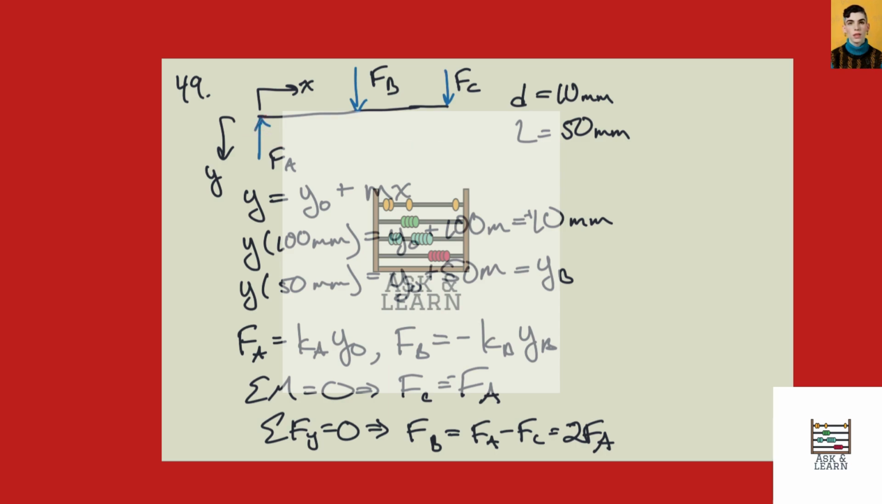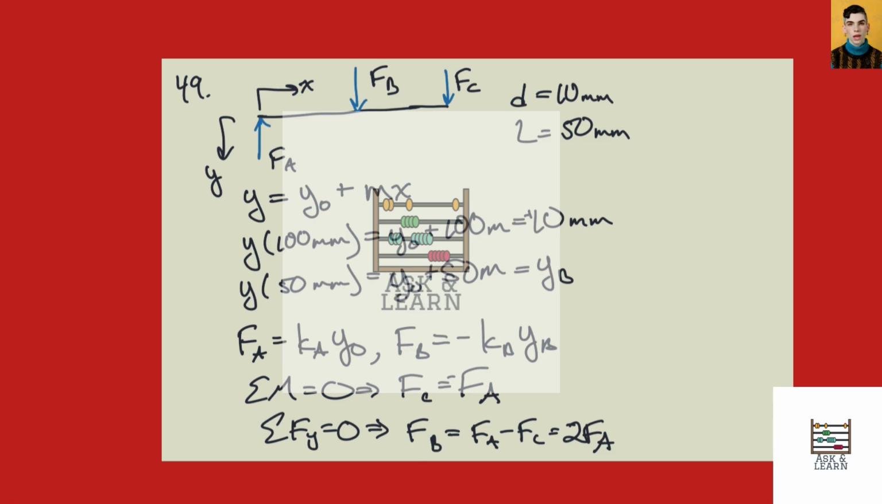So if we want this to touch the contact here, then we need this thing to go down 10 millimeters. So y at 100 millimeters, so that's the distance, is y naught plus 100 m, our slope, and that has to be plus 10 millimeters. Again, I'm measuring positive as down. And then we also need to know what the displacement is at this point, because we need to know the spring load. So the displacement at 50 millimeters is y naught plus 50 m, and we'll call that y sub b.